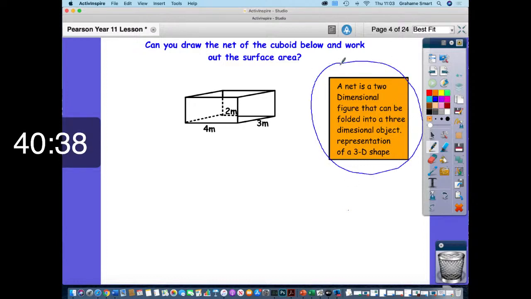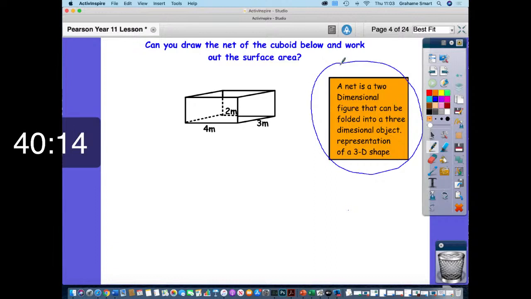A net is a two-dimensional figure that can be folded into a three-dimensional object, a representation of a 3D shape. So if you imagine unfolding this cuboid, what would it look like? Then I'm asking you to calculate the surface area. You don't have to draw it exactly, just sketch it. Sketch the net of the cuboid below and then work out the surface area.